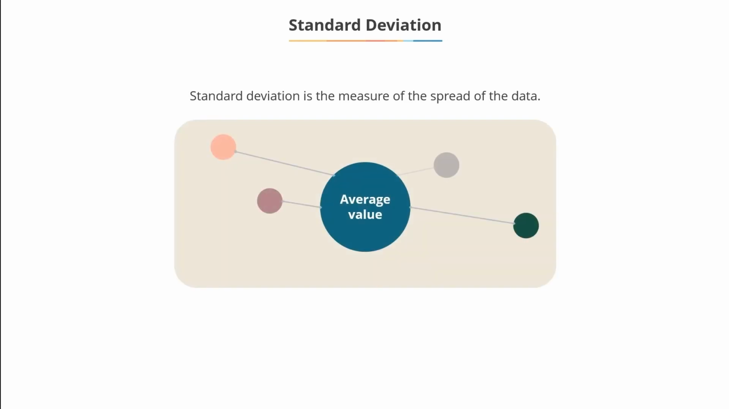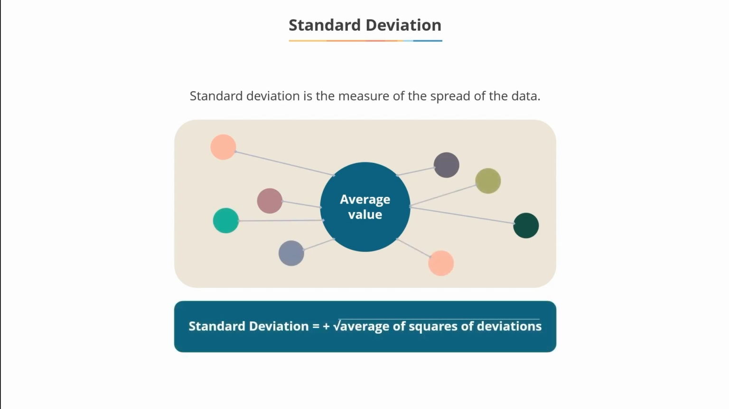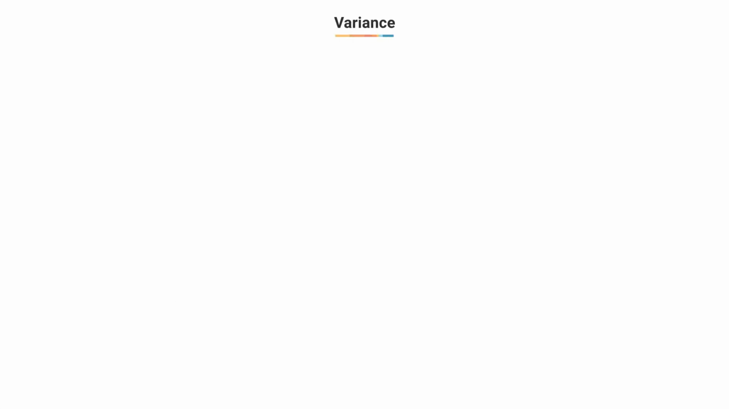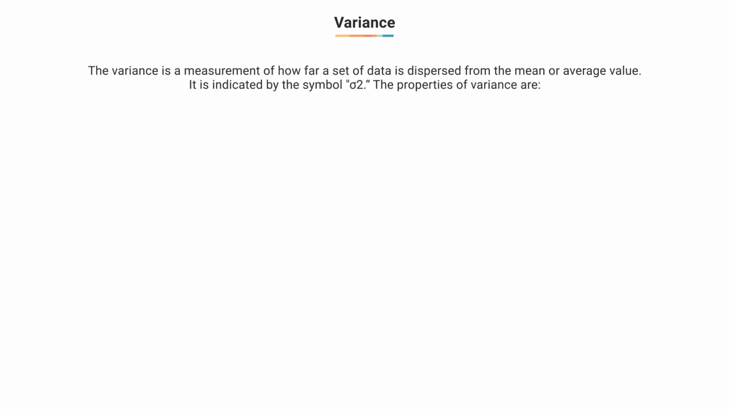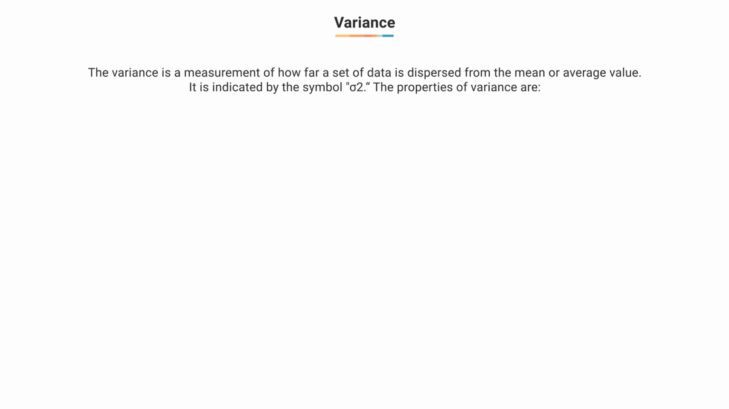Now, let us look at standard deviation, that is more commonly known, and the variance. Standard deviation is the measure of the spread of the data. It tells how much the spread varies from the average. The standard deviation is the positive square root of the average of the squares of deviations. Variance. The square of standard deviation is called variance. It is a measurement of how far a set of data is dispersed from the mean or average value. It is indicated by the symbol sigma squared.